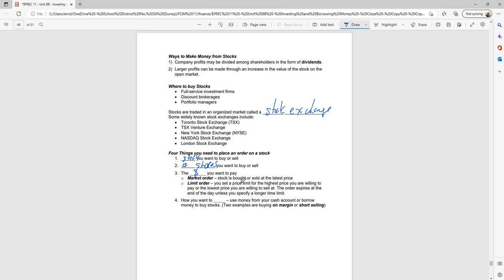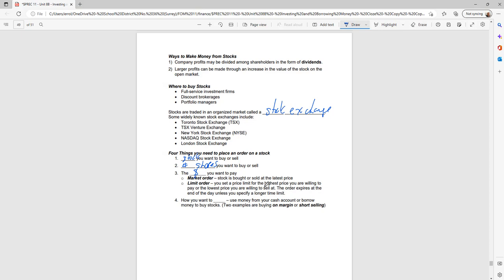Limit order is you set a price limit for the highest price you're willing to pay or the lowest price you're willing to sell it at. So you can sell it at something slightly higher than the going rate, and then it'll trigger the sell. Or you can buy at a price that's lower than the current going rate as long as it's traded between the hours of operation. For the Toronto Stock Exchange and the New York Stock Exchange, it's between 9:30 and I believe 2:30 Eastern Standard Time. All right, so limit orders are lower than the current rate if you want to buy and higher than the going rate if you want to sell.